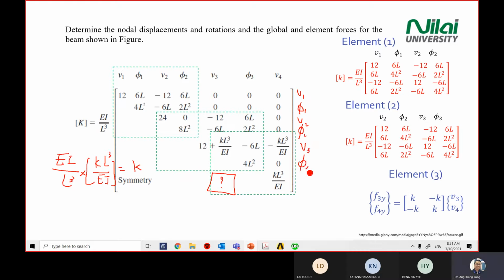Katana, are you there? This question is for you. Katana, are you there? Yes, sir. Okay, what is the answer for the question mark here?